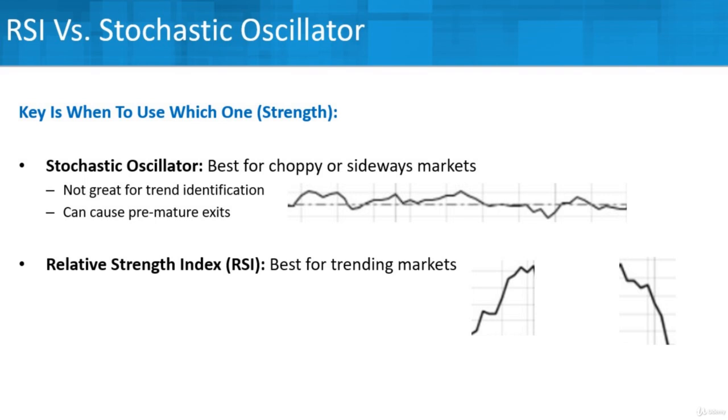Let's say you're in a strong upward trend, and it's accelerating. The stochastic might not show that as much, and you might exit a little bit sooner with a stochastic oscillator. As opposed to the relative strength index, which is really great for trending markets. Is it accelerating that trend? Is it continuing to get stronger? Or is it decelerating that trend? And that trend could be either an upward trend or a downward trend. But it's really great for those markets.